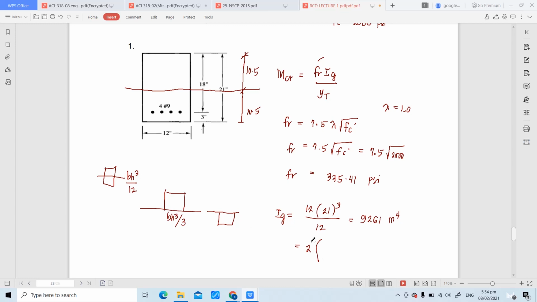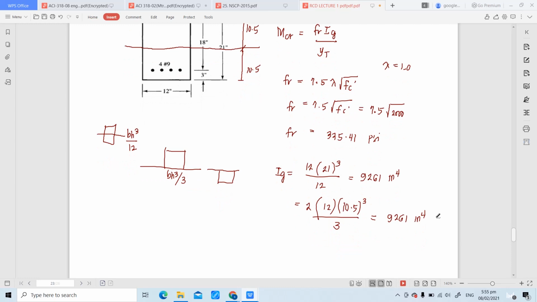Ano ba yung base nito? 12. Ano ba yung height nito? 10.5, di ba? 10.5 raised to 3 over 3. No? So, dapat parehas lang tayo, 9,261. Do we have the same value? Opo. Okay. Opo, sir. Maalin man sa dalawang analysis na yan, parehas lang yung mako-compute.